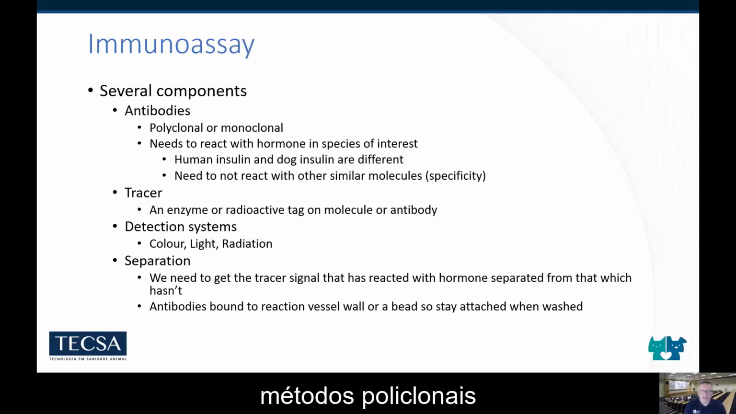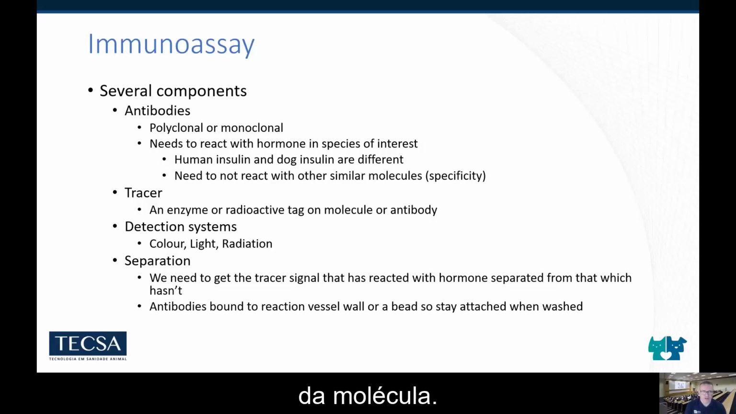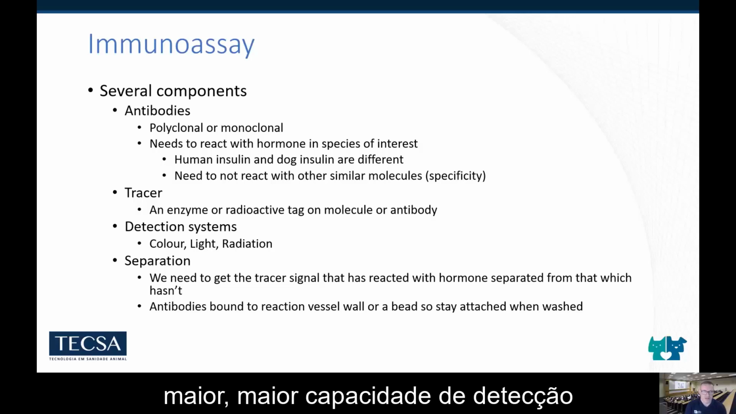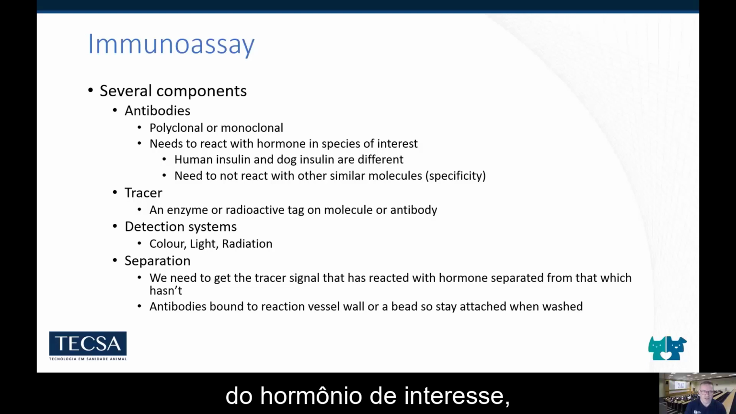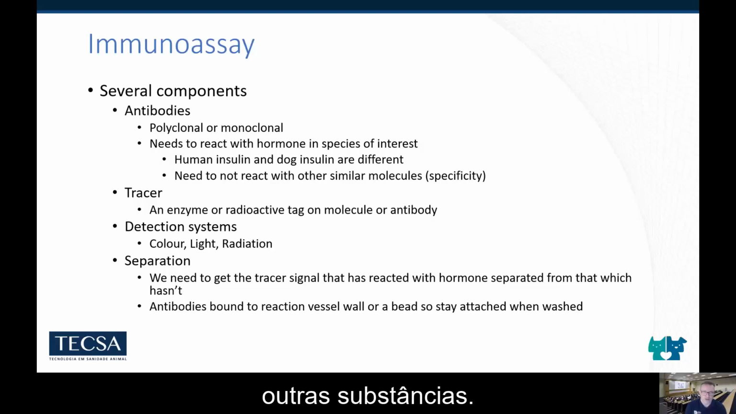The polyclonal methods will generally create multiple antibodies that will react with slightly different parts of the molecule. And so there may be some improved sensitivity, improved ability to detect the hormone of interest, but they may also have some specificity issues. They may react with other stuff as well.